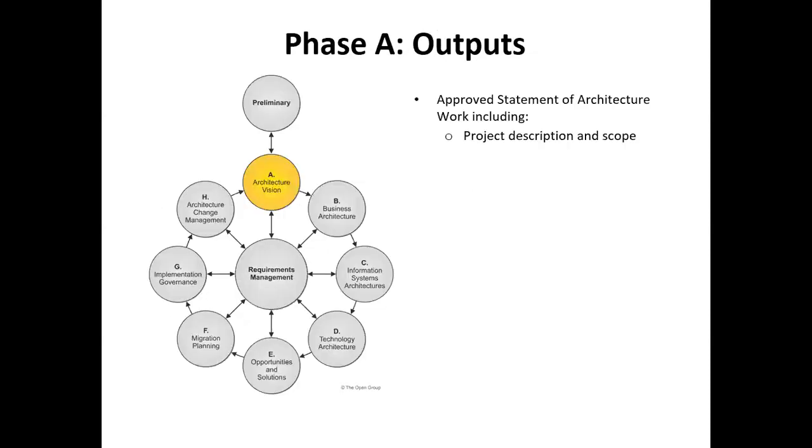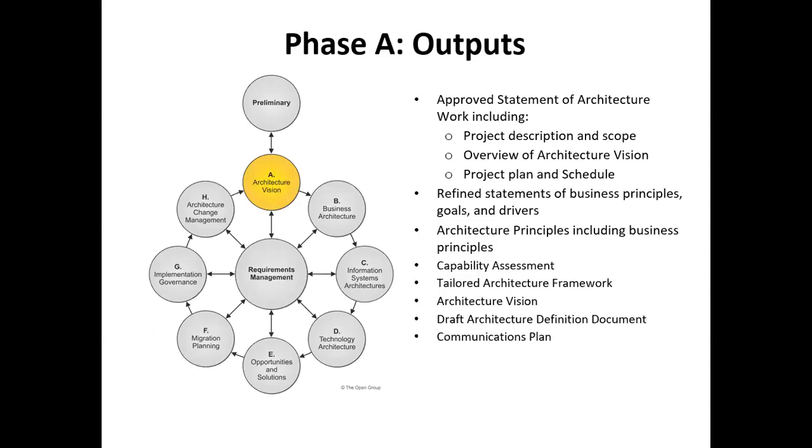The next one, phase A, what are the outputs? Phase A, you'll have so many different outputs. For example, the statement of architecture work, approved. Output: statement of architectural work, including project description, scope, overview of architecture, communication plan, all that. Architectural principles, including business principles, architectural vision, tailored architectural framework, additional content populating.